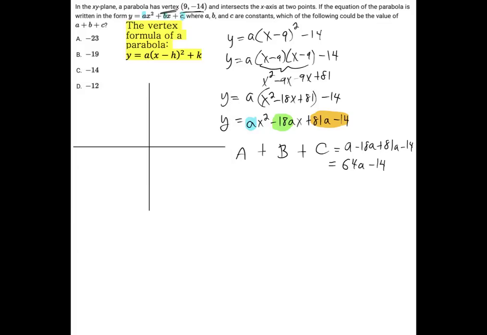Now, another thing we need to know about this question, because the vertex is at (9, negative 14), 1, 2, 3, 4, 5, 6, 7, 8, 9, 1, 2, 3, 4, 5, 6, 7, 8, 9, 10, 11, 12, 13, 14. The vertex is right around there. And we see that it hits the x-axis at 2 points. That tells you one thing. That tells you that the a term right here has to be positive. So 2 x-intercepts, that means that it's upward opening.